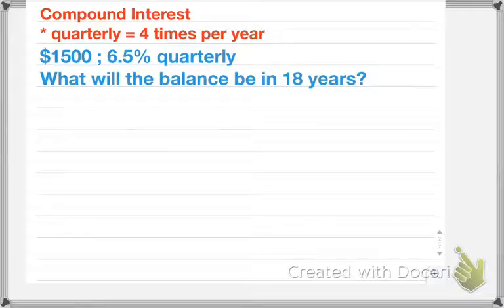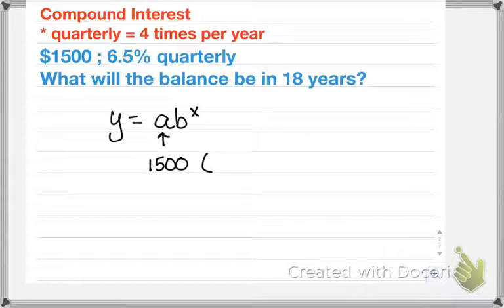This one we're going to do compound interest, but notice that I have a note for you. Quarterly means 4 times per year. So in this case, we're going to use a quarterly growth or amount that we're earning. We start in this one with $1,500, and we're going to earn 6.5% quarterly. And we want to know what our balance will be in our bank account in 18 years. If we don't ever touch it, what kind of money will we have in 18 years? So we're going to think about y equals a b to the x, and our initial, of course, here is going to be our 1,500.